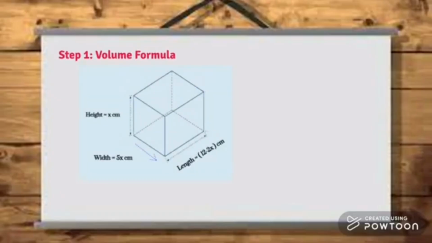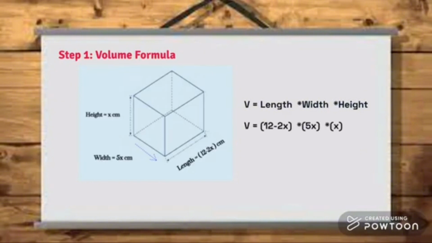Now we need to write the volume equation. Volume equals length times width times height. So V equals (12 minus 2x) times 5x times x. Let me multiply this out step by step. First, 5x times x gives us 5x squared. Then, we multiply 5x squared by (12 minus 2x). That gives us 60x squared minus 10x cubed. So our complete volume function is V of x equals 60x squared minus 10x cubed.